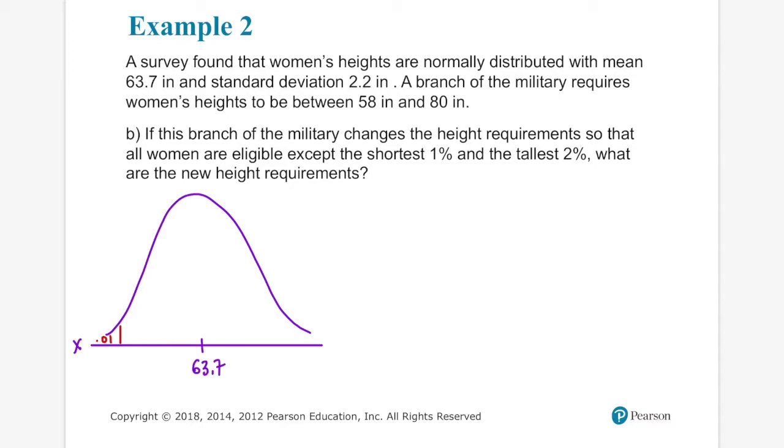And they also want to exclude the tallest 2%. So the tallest 2% is in here, and the area is 0.02. And they want to know what these cutoffs are. So I call this A and this B. So I know that the probability that x is less than A is 0.01 and the probability that x is greater than B is 0.02. And my job is trying to look for A.